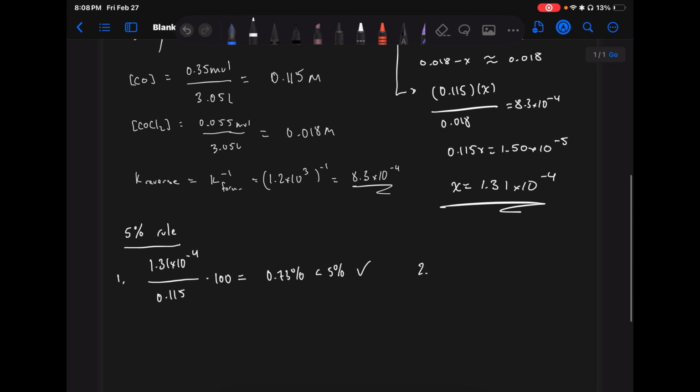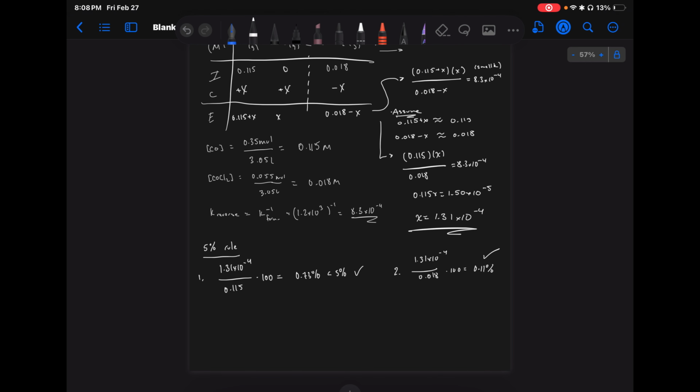The second one we need to do is just 1.31, because that's our x value, so it's the same one, and divide that by 0.018 multiplied by 100 equals 0.11%. So it also holds true here. So the assumptions are right, and this is what our x value will be.